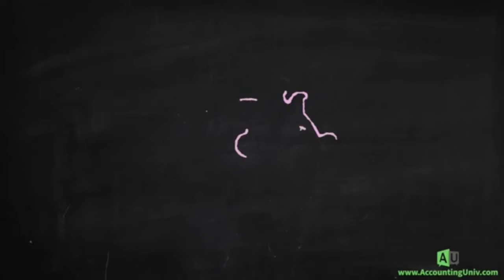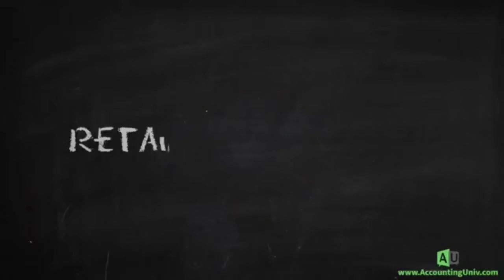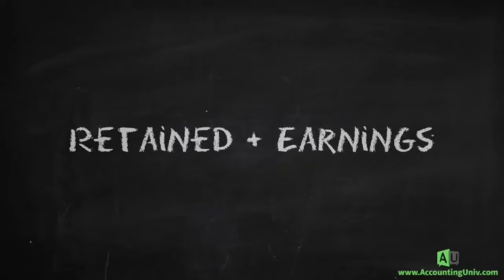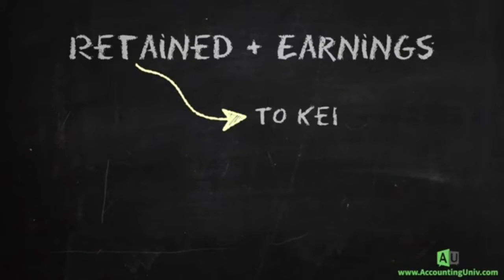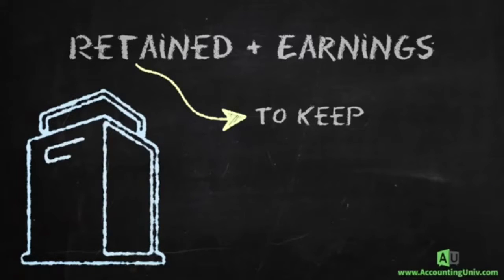Do you have a savings account? I sure hope so. It's good money management practice. Well, corporations have savings accounts too, only it is called retained earnings. Let's analyze these 2 words: retained plus earnings. Retained means to keep. Corporations retain their earnings from year to year to be used for different purposes.